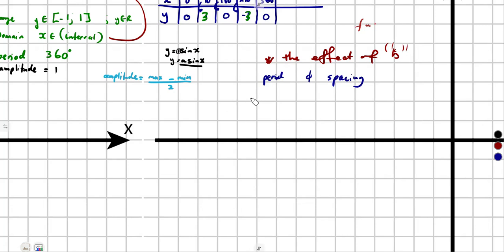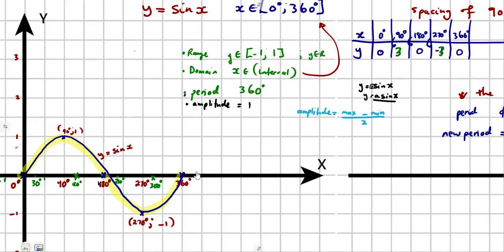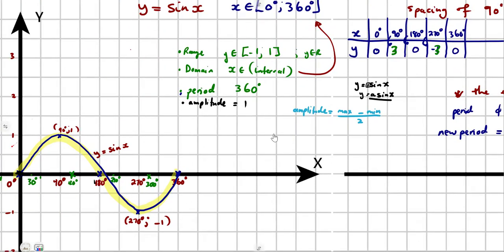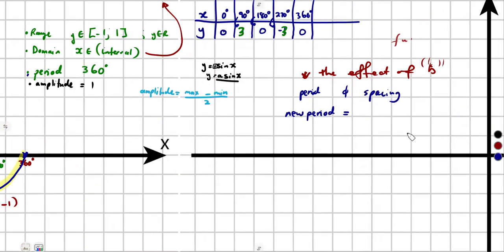So the new period from the old one, the old being the one that we have on the graph of a sine, its period is 360 degrees. So we are going to use the old period divided by b. For an example, in our case, for the graph of a sine, its period is 360. So therefore, it will be 360 degrees over b, the new period.